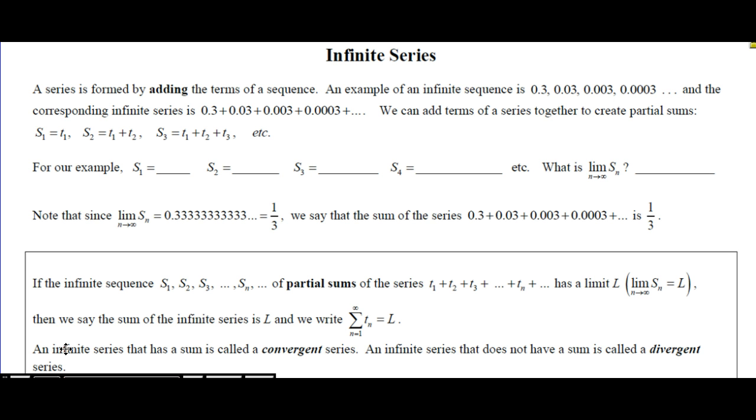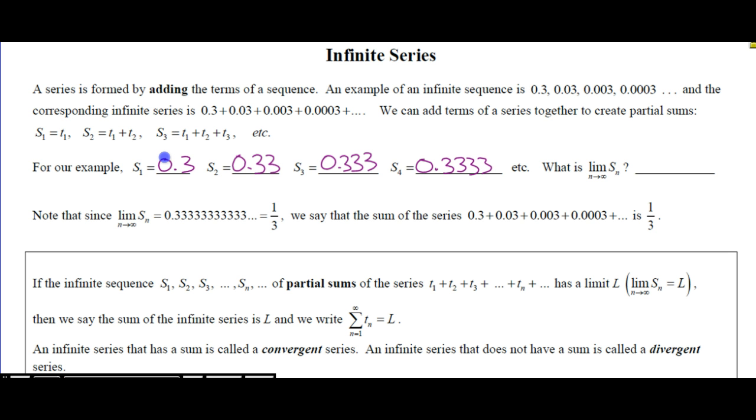So, given this example, what's S1? 0.3. What's S2? 0.33. What's S3? And S4? In this case, it'll be like four 3s.